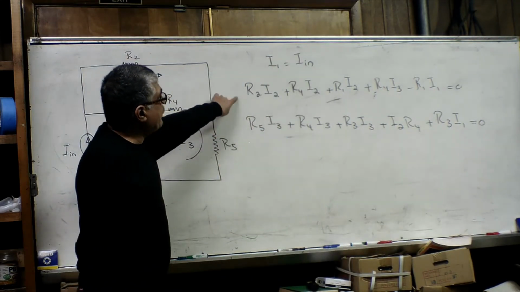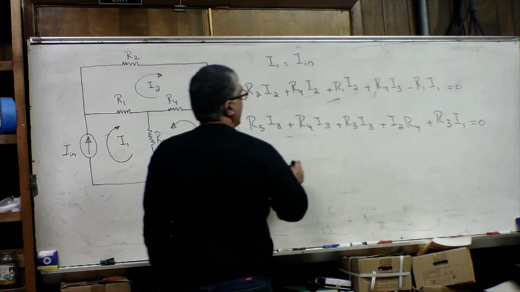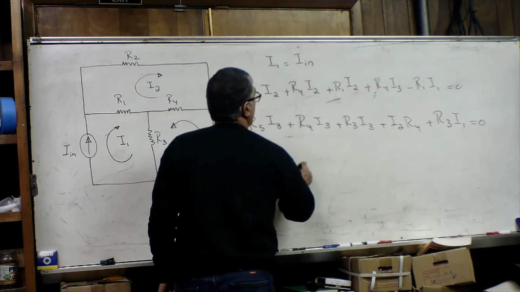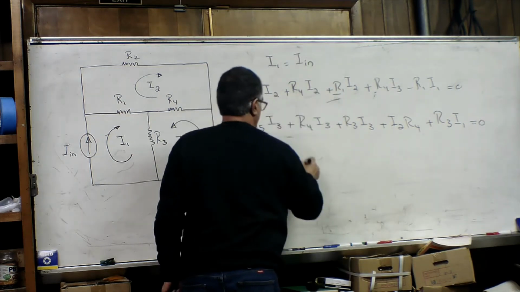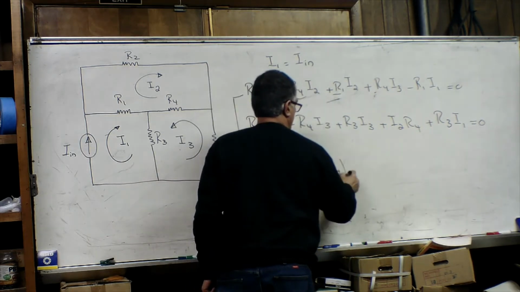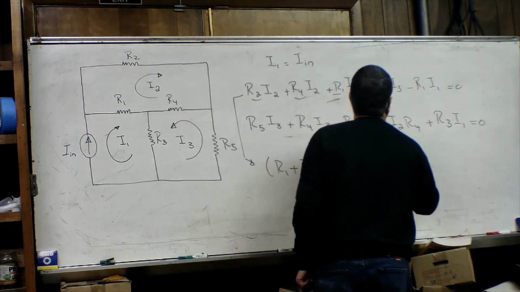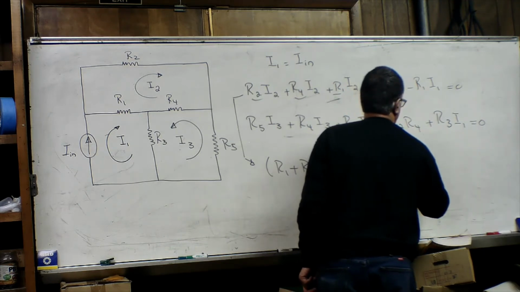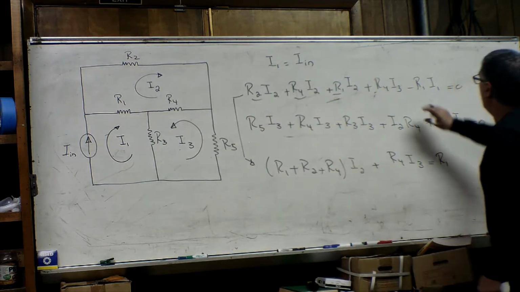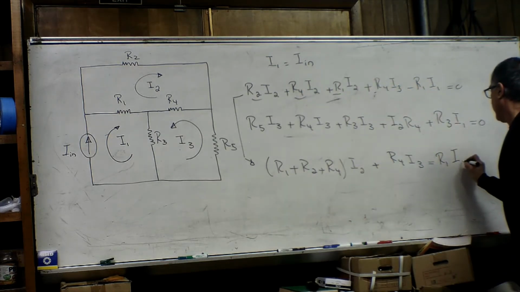Now let's go ahead and simplify this first equation. Let's simplify that as R1 plus R2 plus R4, times I2, plus R4 I3 is equal to R1 I1, where I1 we say is our current in.